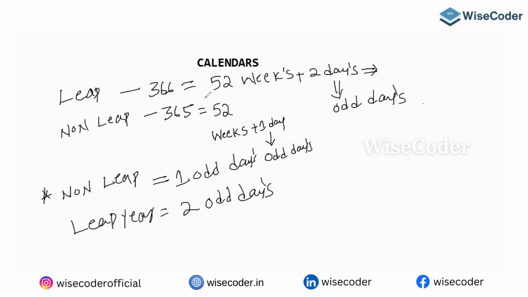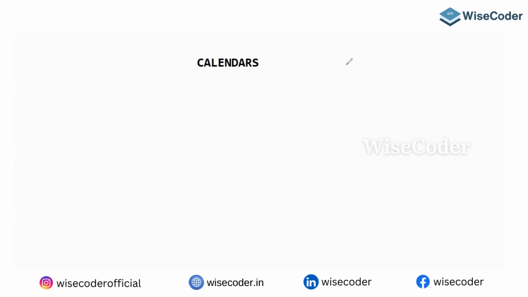After that, please write down a note. We are learning about leap year and non-leap year, so we need to write 2 points here. Please write down once again: a non-leap year consists of 365 days, which is 52 complete weeks plus 1 day.